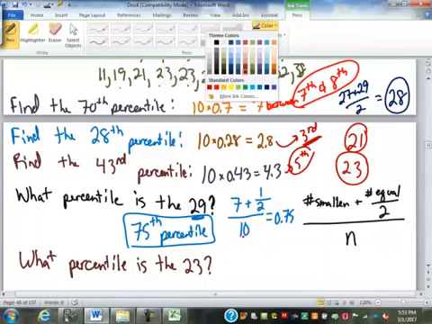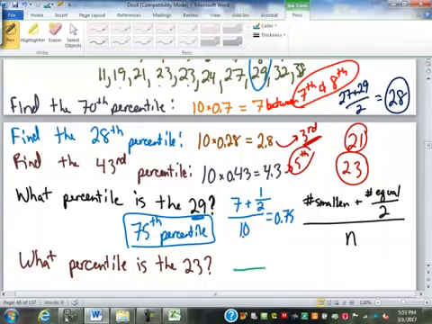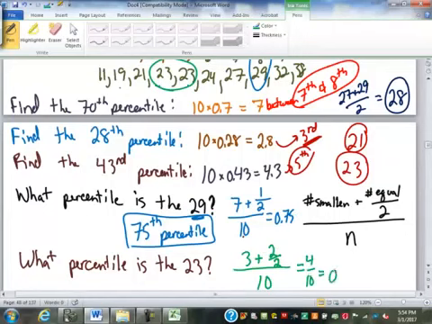So looking at, let's say, the 23. How many numbers in this list are smaller than the 23? 3. Very good. How many are equal to 23? 2. Good. So it's 2 divided by 2, over, and of course, n is still 10. So 3 plus 2 divided by 2, so that's 3 plus 1, is 4, over 10 is 0.4. Move the decimal point or multiply by 100, that is the 40th percentile.